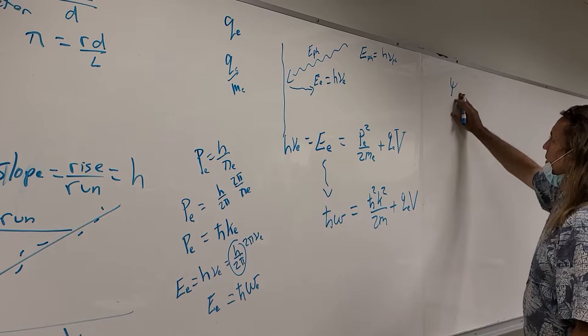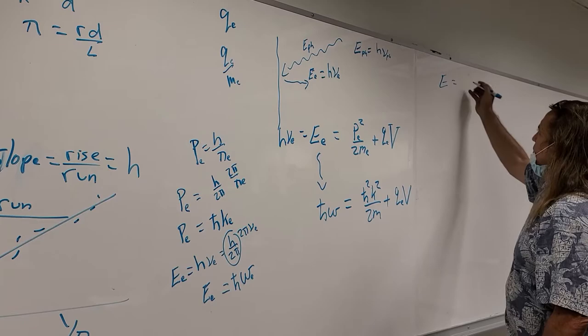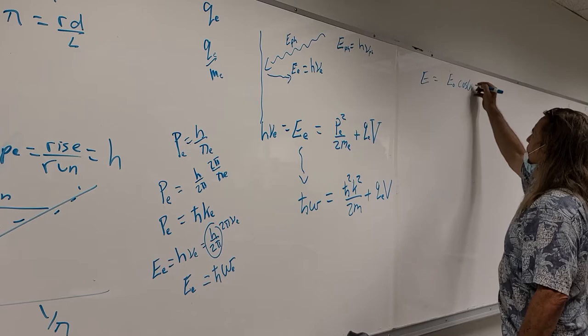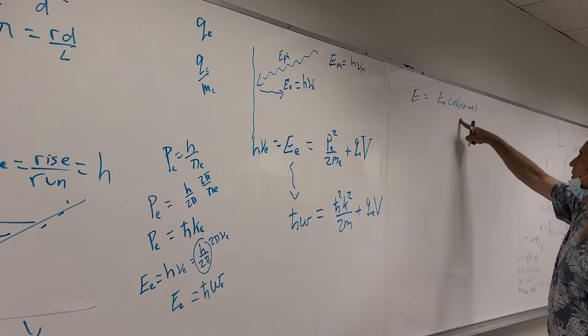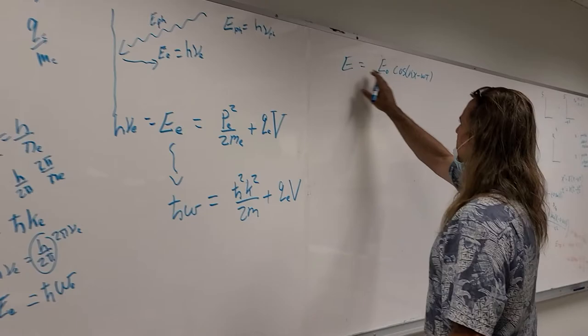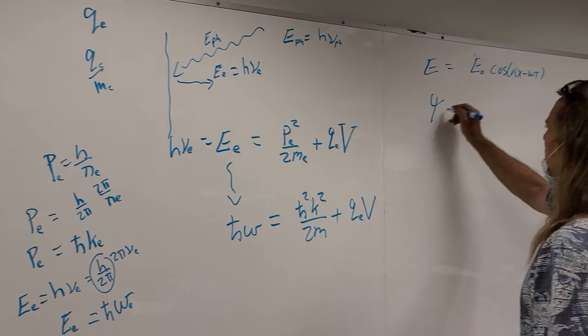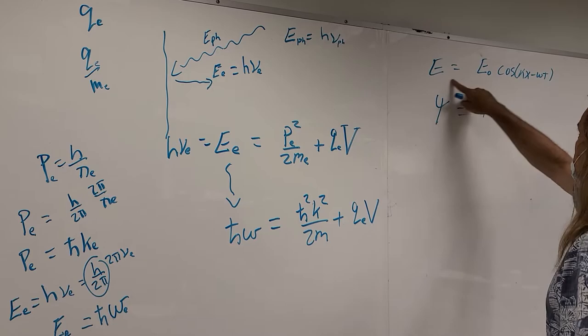So instead of being like you're normally used to seeing this, the electric field is equal to some amplitude of cosine of kx minus omega t, where omega is 2 pi times frequency, k is the wave number, 2 pi over the wavelength. You're used to seeing that, okay? Well, for electrons, we're not going to use E. We're going to use another symbol. And that's going to be some amplitude. I'm just going to call this an amplitude of this wave function.